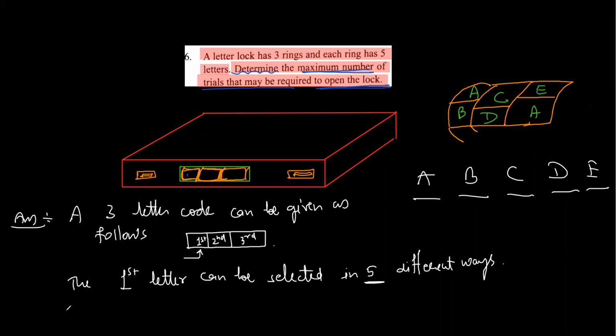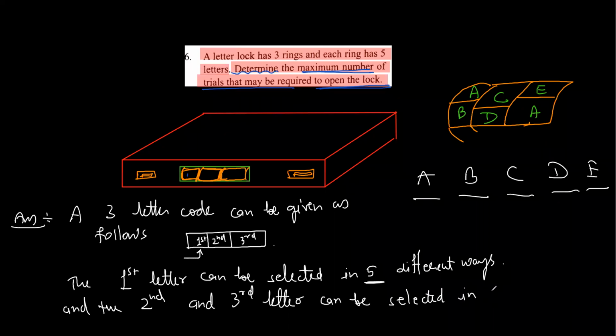So I will write here, the second and third letters, now I'm writing both together, can be selected in five different ways each. So see, students, after selecting the first letter, you went for the second letter, and then after selecting the second letter, you went for the third letter.